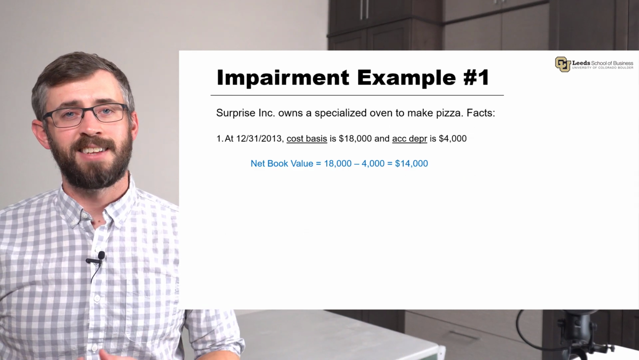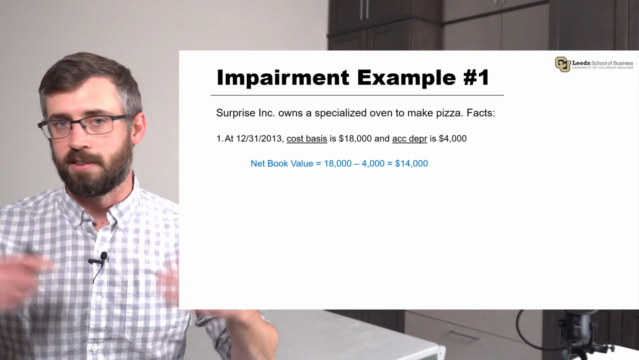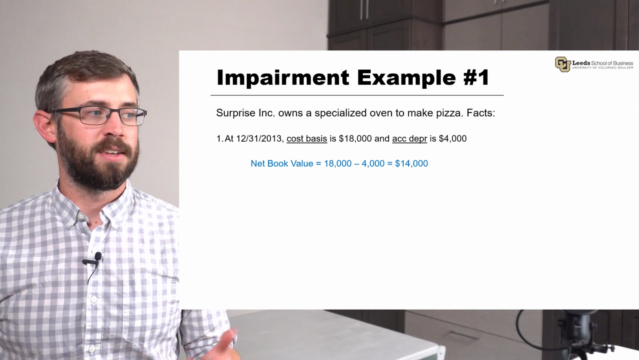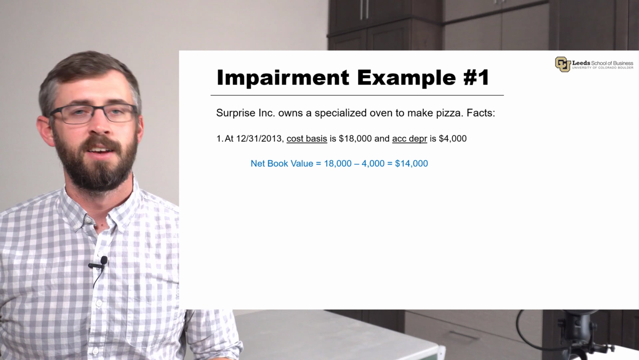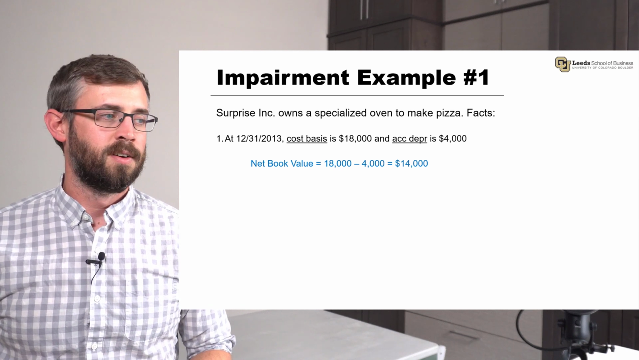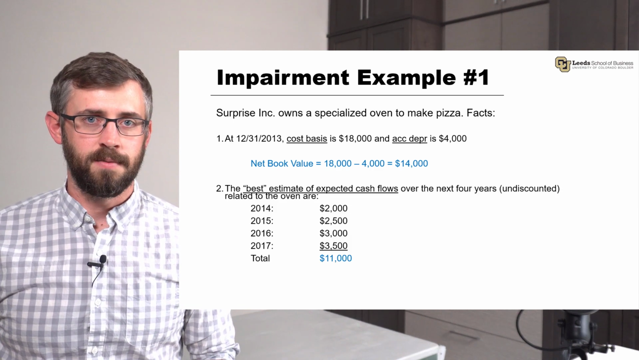So let's take a look at an example here. Let's say Surprise Inc. They have a specialized oven that makes pizzas, so they're selling pizzas as their business. And at the end of 2013, the cost basis was $18,000. So they paid $18,000 originally for this, and they have current accumulated depreciation of $4,000. Now that gives us a net book value of 14 grand.